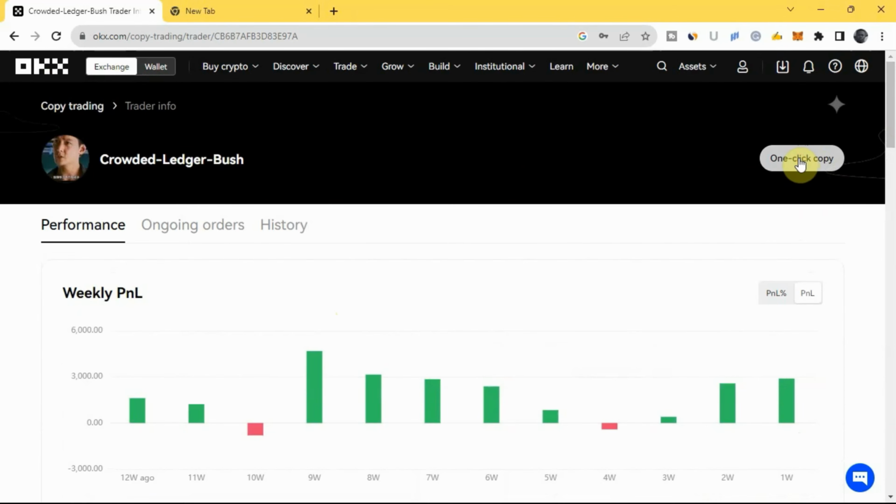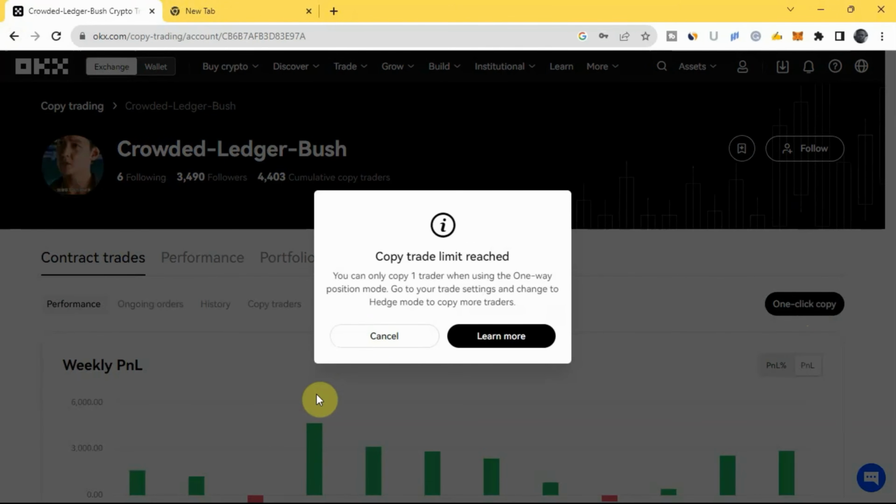Now, as you can see on this screen, it says copy trade limit reached. And you can see you can only copy one trader when using the one-way position mode. Go to your trade settings and change to hedge mode to copy more traders. So you need to change your trade mode to hedge mode instead of one-way mode.